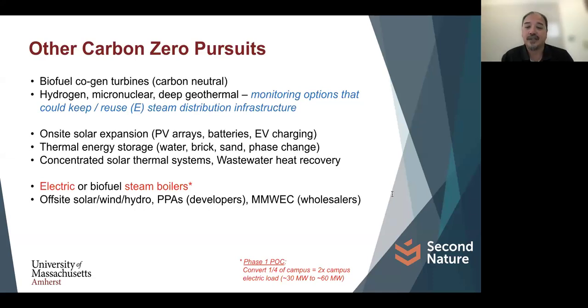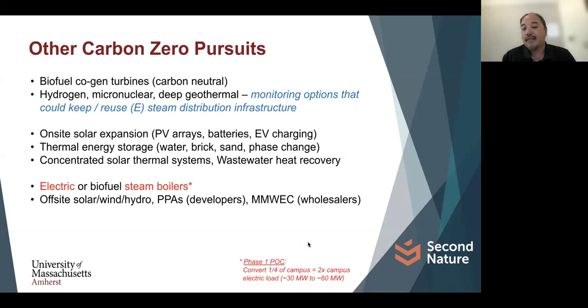So around hydrogen, micronuclear, and deep geothermal, that's the 1 to 2 mile deep option for tapping into the heat of the Earth's core. We're looking at supplementing some of our heating production through energy storage, concentrated solar thermal systems, wastewater heat recovery. I think those have been mentioned.